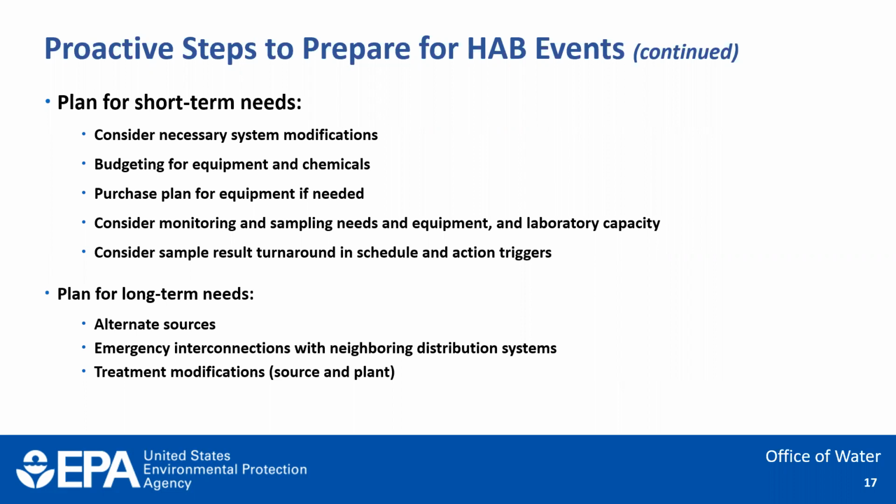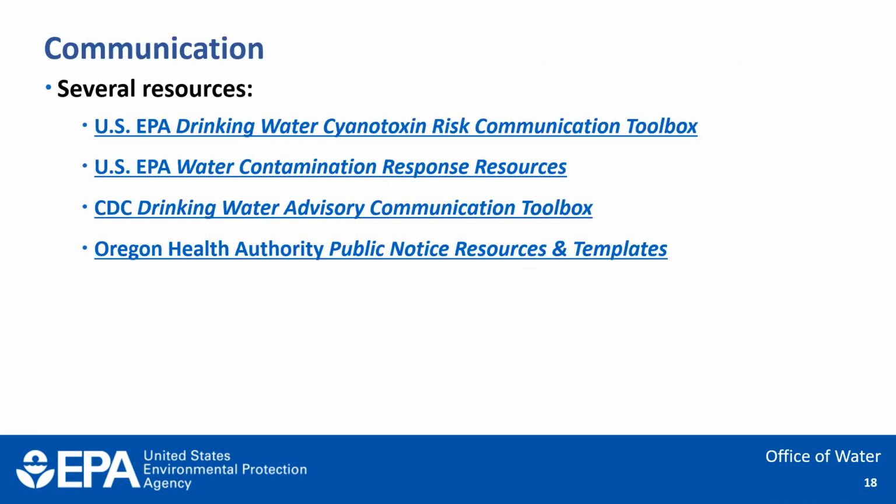And then planning for long-term needs. If your source is continuously impacted by HABs, think about alternative sources, emergency connections with neighboring systems, and treatment modifications. I know there's a lake here in Ohio that has year-round HABs, and they have pretty much every treatment technology available. I guess that's just the way they're approaching the issue, instead of some of these other long-term needs. It'll be different for every plant, depending on budgets and things.